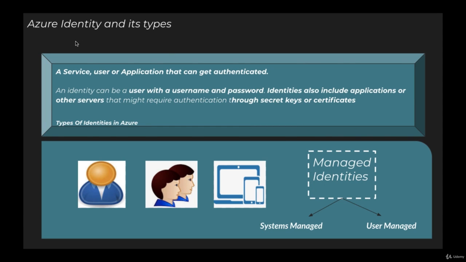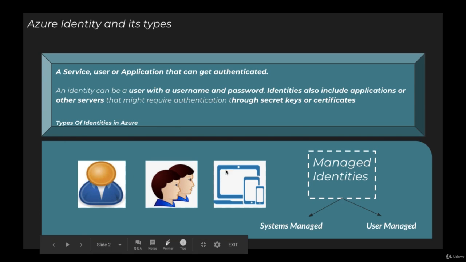Before digging in further, we should know what identity is, as we have already studied. It could be a service, a user, or an application that can get authenticated within Azure AD. An identity could be a user or a group, which has a password or credentials. Identities also include applications or other servers that might require authentication to secrets, keys, or certificates. So we have different types of identities in Azure. It could be a user, a group, an application, or a server.